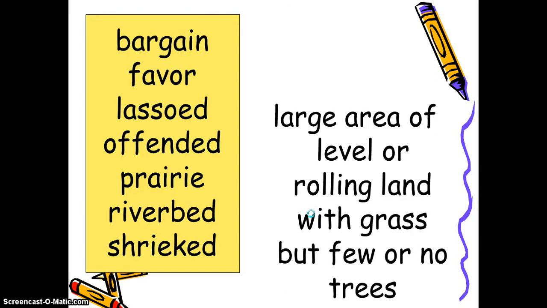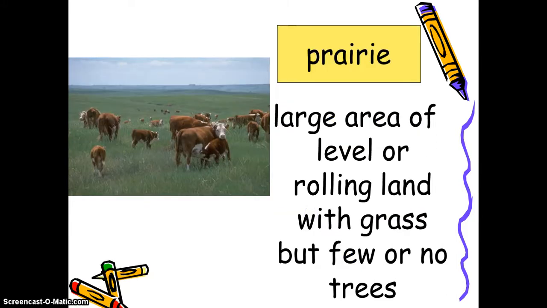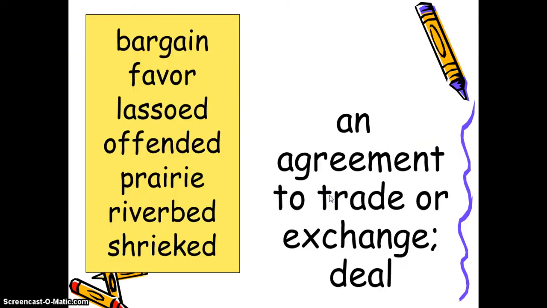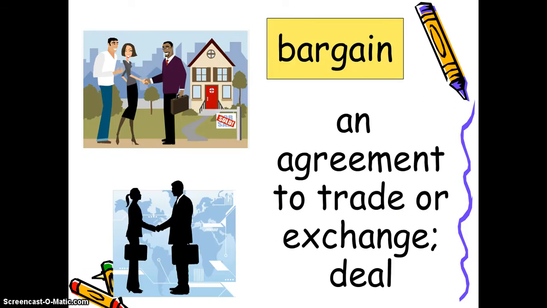A large area of level or rolling land with grass, but few or no trees, is of course a prairie. A prairie dog can run all over a prairie just like these cows are in the picture. An agreement to trade or exchange and deal, that can be called a bargain, and we talk pretty much a lot about this during our social studies and histories class.